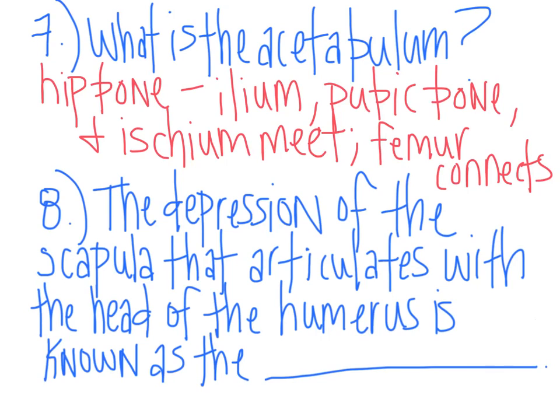Question 8, the depression of the scapula that articulates or joins with the head of the humerus is known as your glenoid cavity. So again, this is the part on the scapula where your humerus, or your arm bone, meets up. So again, that's a ball and socket joint. But that area is known as the glenoid cavity. Again, that very last video that you're going to watch today has some images, and I'll point that out to you as well.